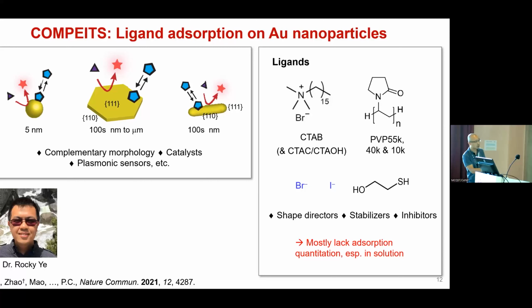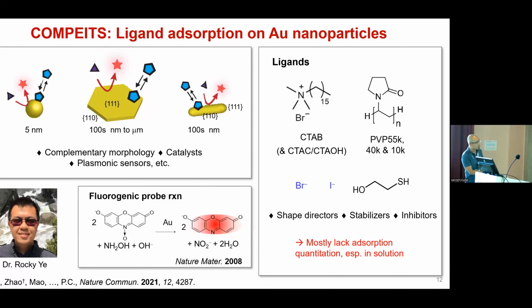Okay, but it turns out most of them actually lack quantitative absorption information in the literature. Okay, people use them extensively, but very little is known about, let's say, the absorption, even affinity on any particular surface. Okay, so Rocky decided to look at these things, and of course he chose the fluorogenic reaction as a probe, and this is shown here.